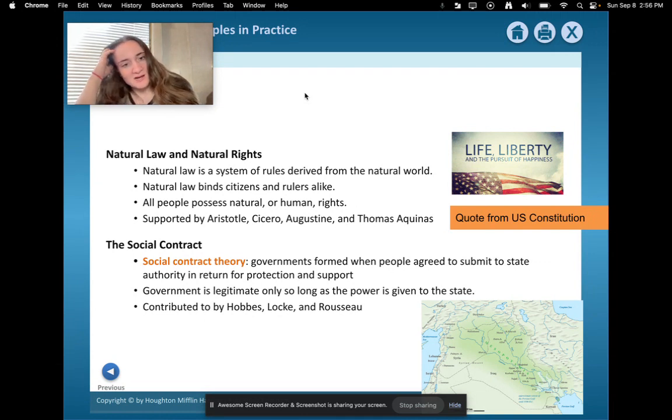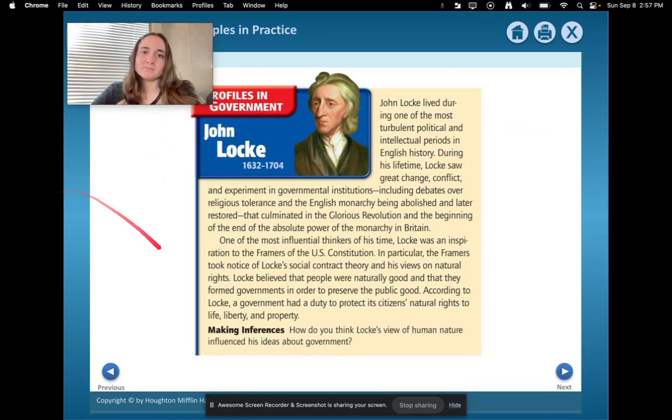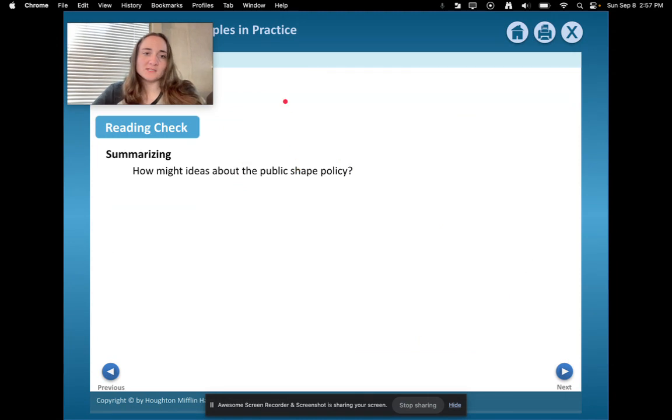There's also the social contract theory, which plays a really big role when we talk about the ancient world. So that's where governments were formed and people agreed to submit to state authority in return for protection and support. We'll skip John Locke. I don't really want to talk about him.